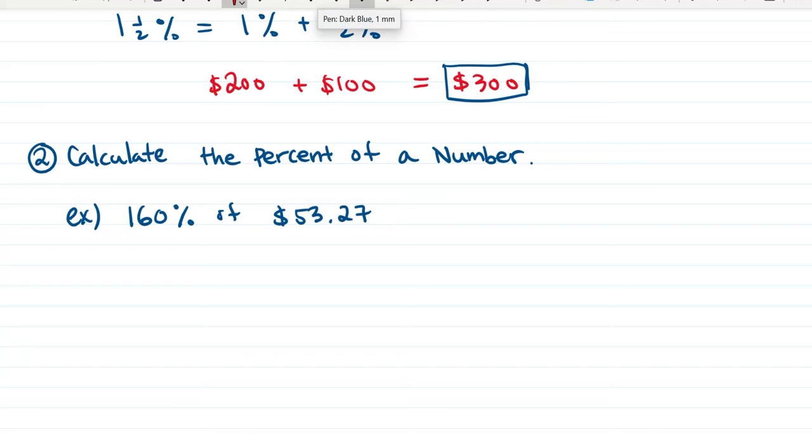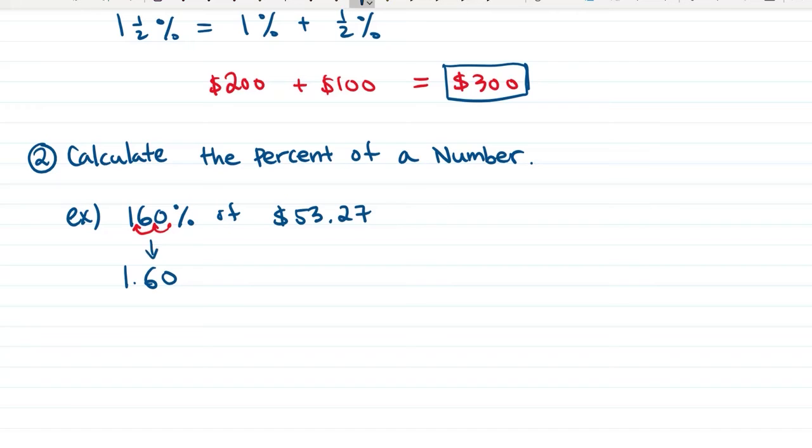So how do we change the percent to the decimal? This is a whole number. That means if you want, you can draw the decimal point at the end of the last digit, which is a 0. And you can move that decimal point to the left side and move it twice. And that will give us the decimal value of 160%. So 160% is the same as 1.60 in decimal value.